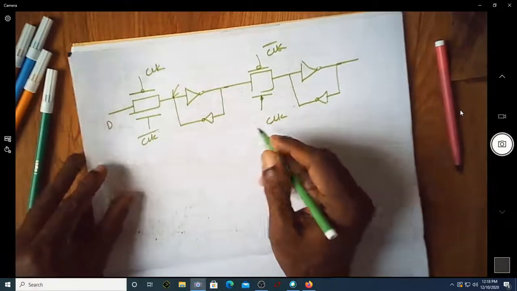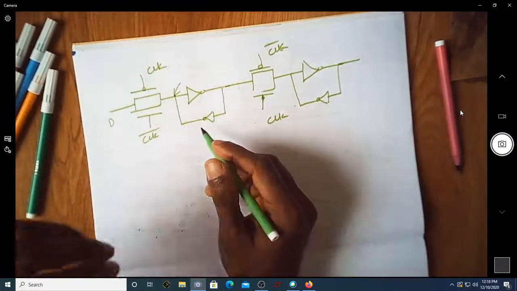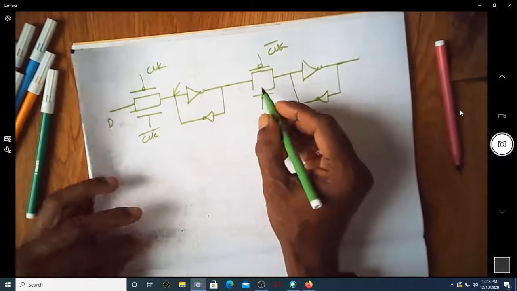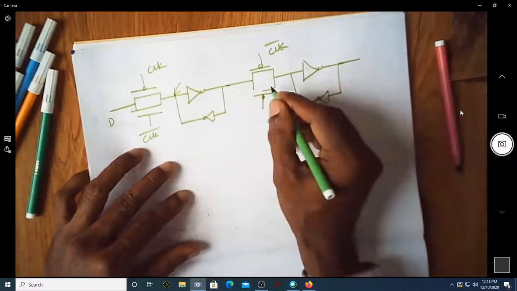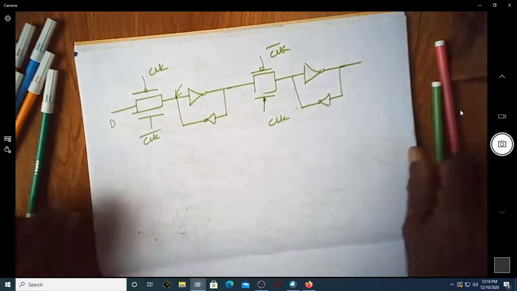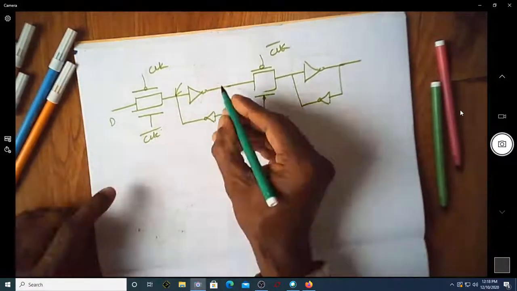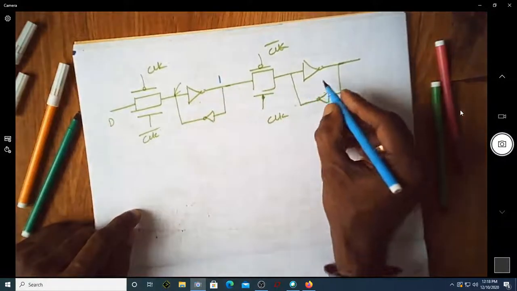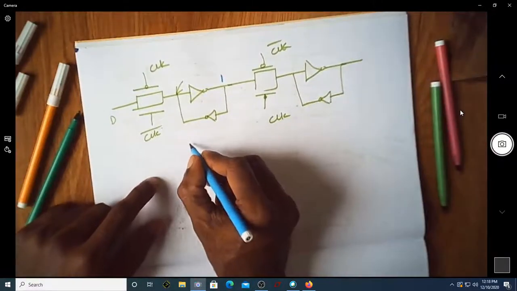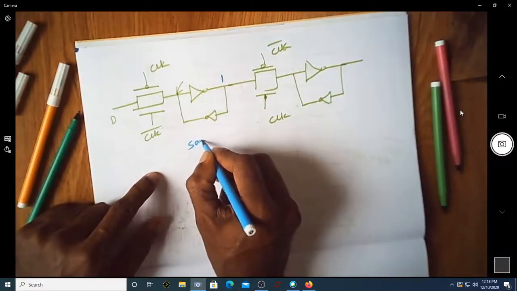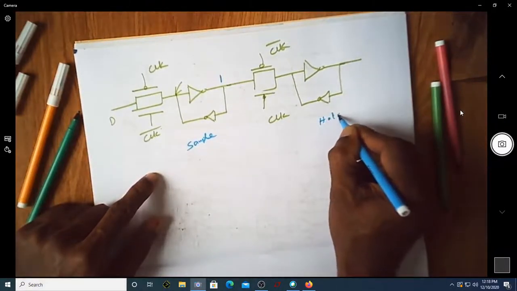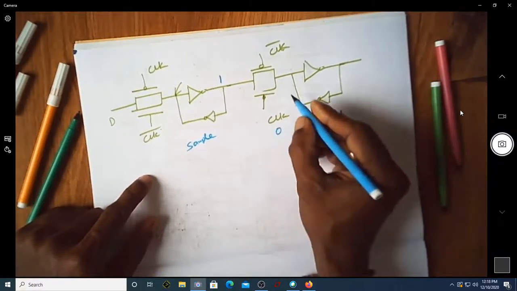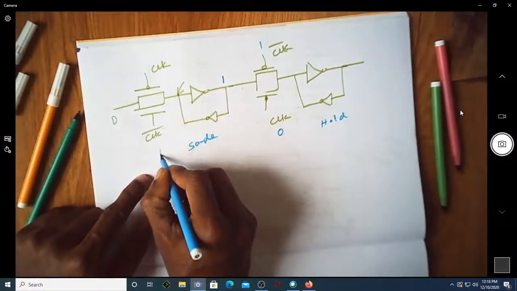Assume that you want to sample this value. Let me consider a condition where there is a 1 here, and assume that this is in sample mode and this is in hold mode. When it is in hold mode, this is 0, this is 1. When it is in sample mode, this is 1, this is 0.